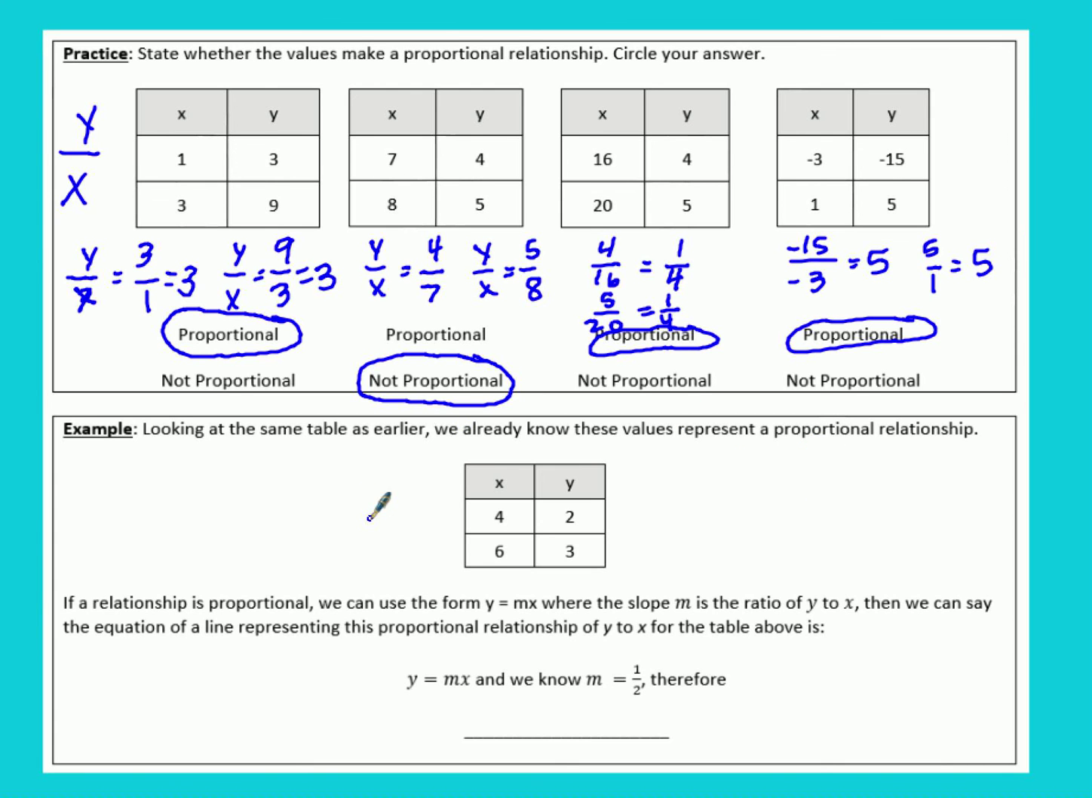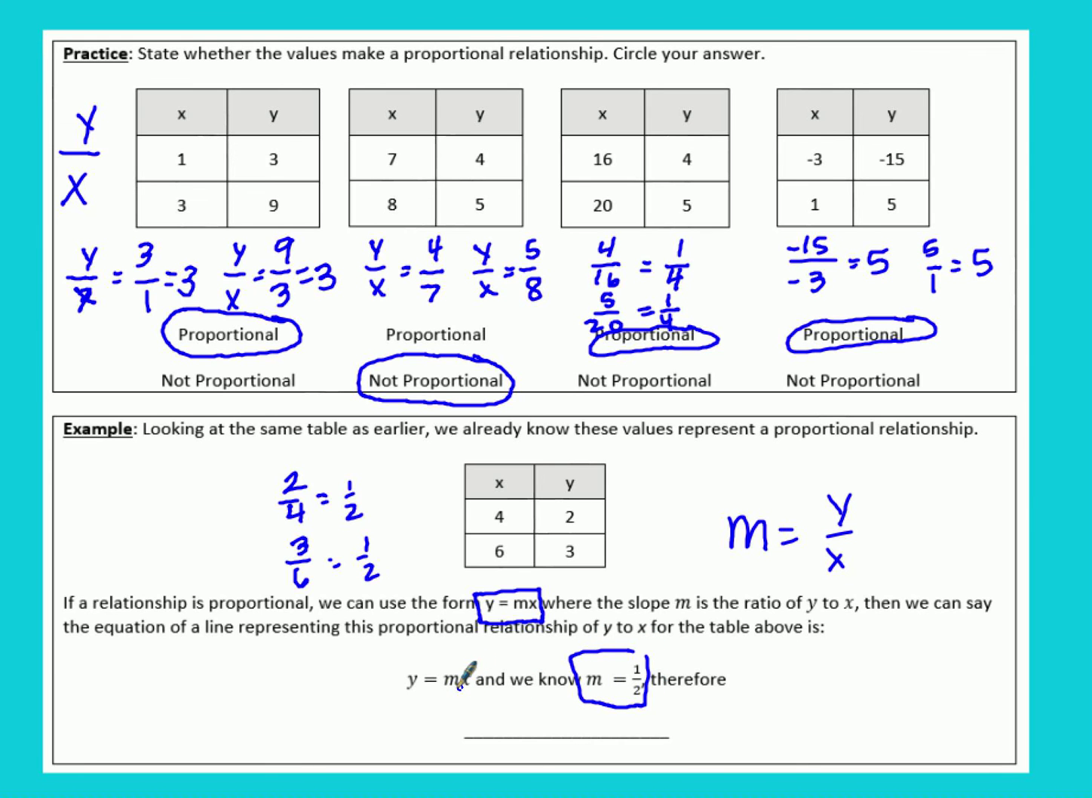Now, the reason that we check to see if something is proportional is because if a relationship is proportional, we can use this form, y equals mx, the one we saw earlier, where the slope m is the ratio of y to x. That means that if this is proportional, we can say that m is the same as y over x here. In the example that we had earlier, we saw that 2 over 4 was equal to 1/2, and then 3 over 6 was also equal to 1/2. So that's going to mean that our slope is 1/2, as we see here.